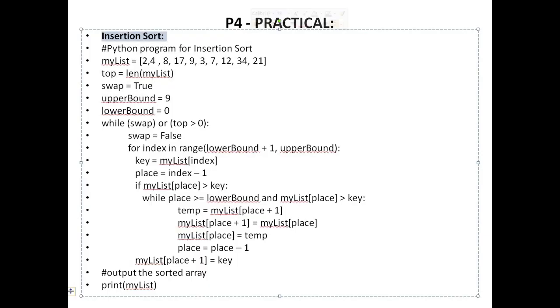Then we have the insertion sort. As you remember, in insertion sort, first of all, we are going to make a top variable. Top basically means the upper bound of the array, and we calculate top by using the length function on our array. Swap will become true, upper bound will be 9 and lower bound will be 0. Instead of top you can take high as well, it doesn't really matter.